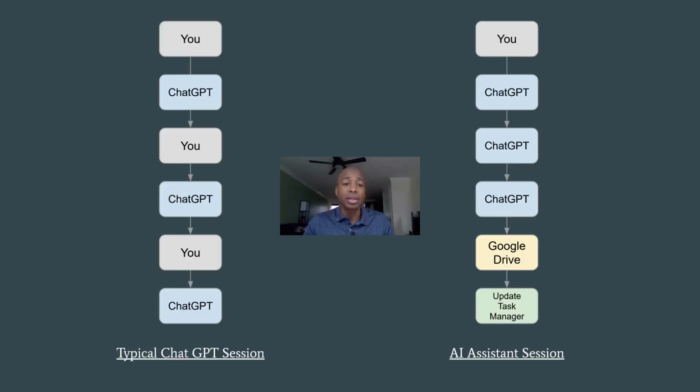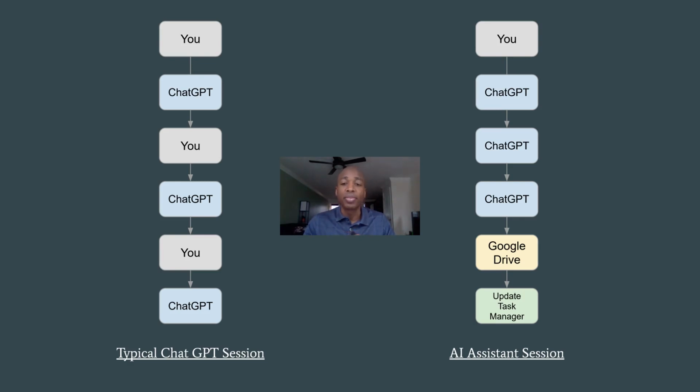So let's take a look at this chart here. On the left, you have your typical ChatGPT session. You input something, ChatGPT responds, you input something, ChatGPT responds, and so on and so forth until you're done with that session, and you have a bunch of outputs that you can pull out of that session and use somewhere else.